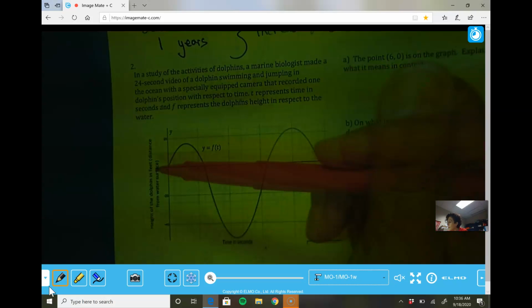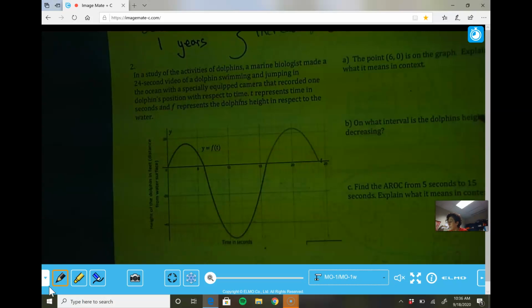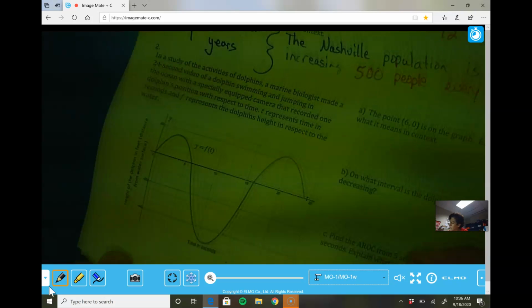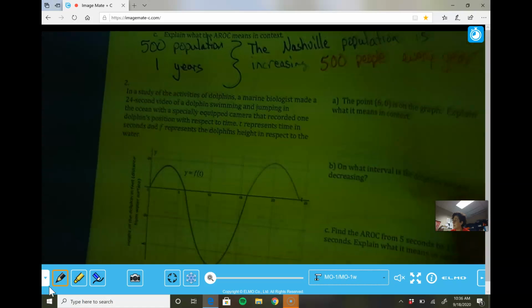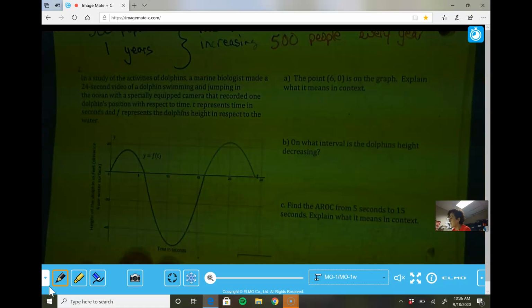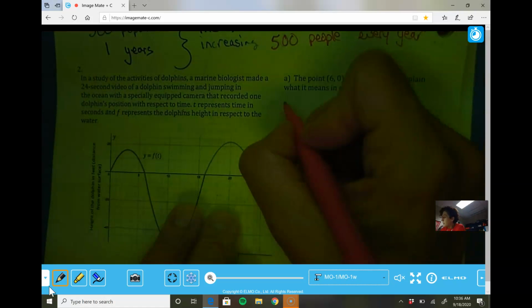And F represents the dolphin's height in respect to the water. So if I look on the side, this is the height in feet. So my y-axis is height and my x-axis is time. So let's go through. The point (6, 0) is on the graph. Explain what it means. So again, 6, that's your x value.